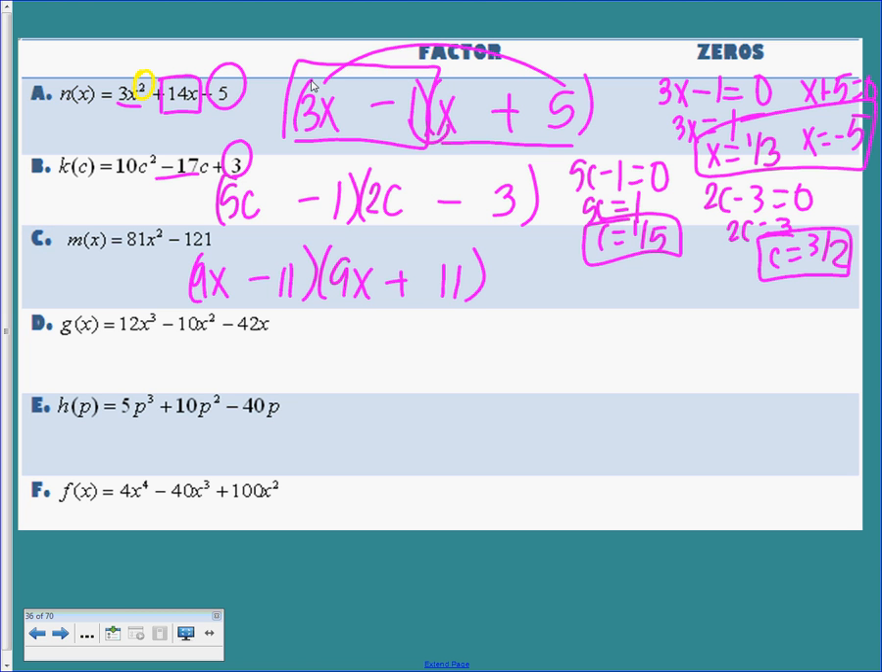So my 0 here, I'm just going to set 9x minus 11 to 0, and 9x plus 11 equal to 0. At this point, I'm not sure if you actually need to write out all the steps I did in the first two. The first 0 is going to be 11/9, and then the second one's going to be -11/9.